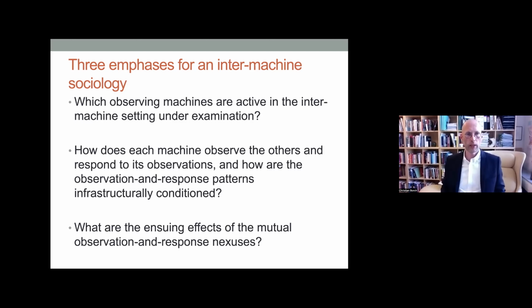The next step would be to identify how each of the machines that are active in a particular setting is observing the other machines and responding to these observations. So for instance, going back again to the financial markets, machines are pursuing very different strategies. To give one crude example, some machines are pursuing very short-term strategies, while others are pursuing very long-term strategies. That means a lot to the ways in which they are observing and responding to market data, for instance. So the next step would be to really figure out the differences in the ways in which these machines are observing and responding to their observations.